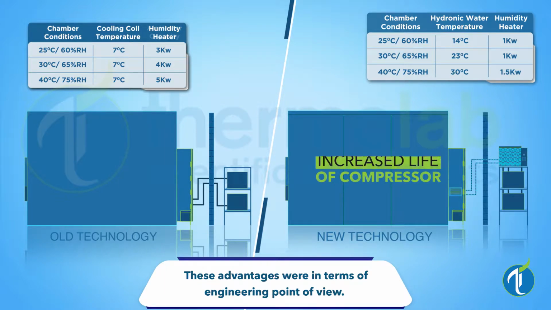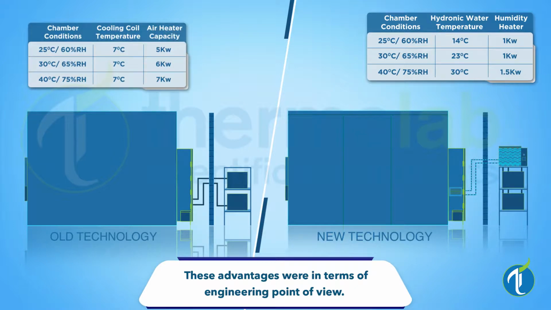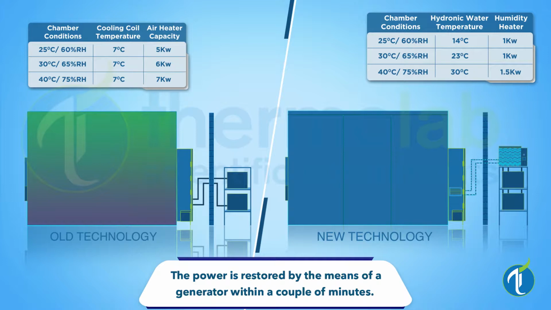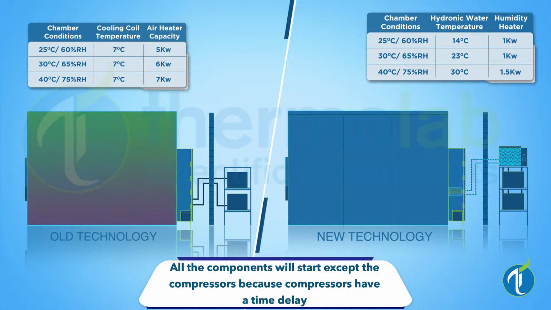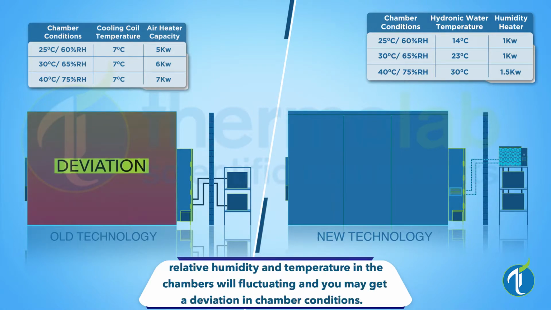These advantages were from an engineering point of view, but from an application point of view, the main advantage is the recovery of the conditions when the power fails. For example, when the power fails, all the components shut down. The power is restored by means of a generator within a couple of minutes. All the components will start except the compressor because compressors have a time delay protection of 3 to 4 minutes. In these 3 to 4 minutes, the temperature and humidity will increase inside the chamber and you will get a deviation.